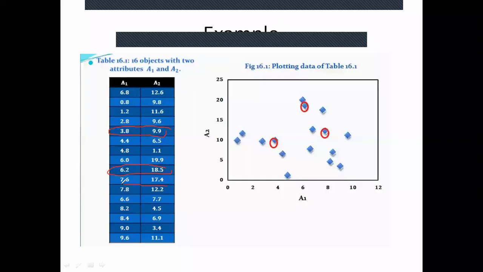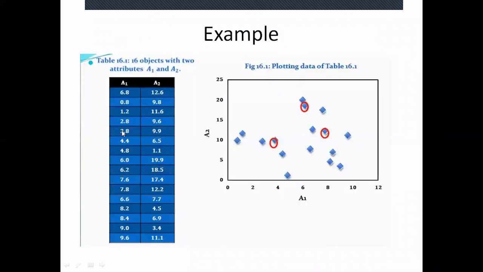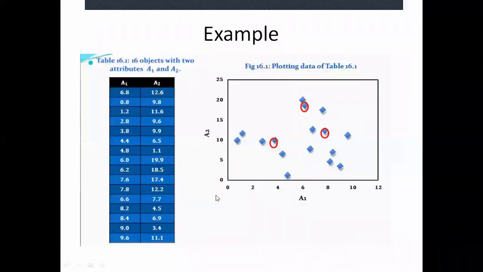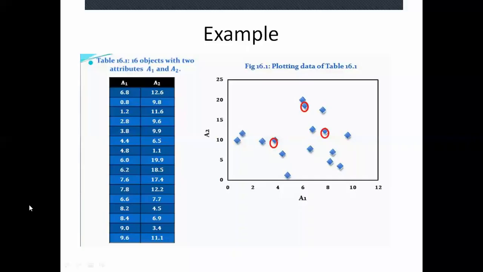So these 3 are my centroids. This is suppose C1, this is C2, and this is C3. I'm not selecting new data points as centroids. From these data points, any 3 are being taken as the 3 centroids. Those are written over here. First is 3.8, 9.9. Second is 7.8 and 12.2. And your third one is 6.2, 18.5. So these 3 are selected as the centroids. That was the second step.